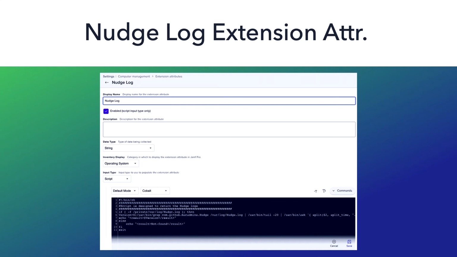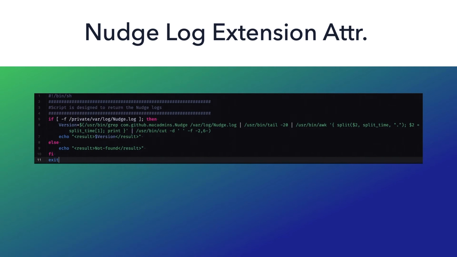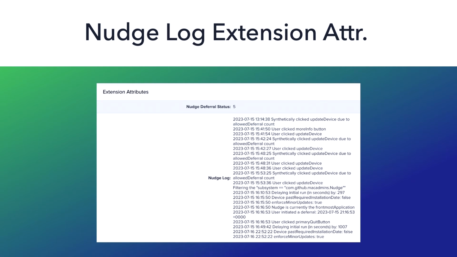Again, I'm going to skip through them, but do note that they're in the slides for your viewing pleasure, so to speak. And then we have nudge log, which will pull a chunk of the nudge log and have that in the extension attribute. So when you look at each individual device or an export or report, you can have all the information there. And then it kind of looks like this.